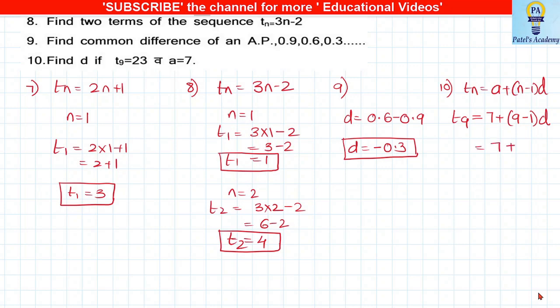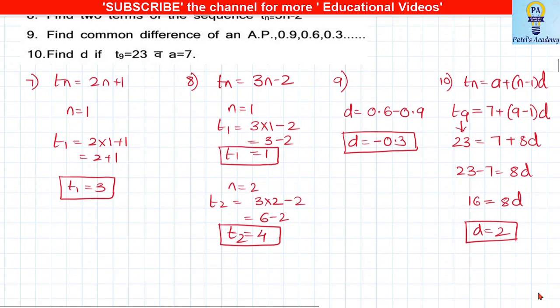So this is 7 as it is. 9 minus 1 is 8d. And they have given T9 as 23, so instead of T9 I'm writing 23. The next step is 23 minus 7 equals 8d. So that is 16 equals 8d. So the value of d is 2. Yes, so with this we finish with the 10th sum.